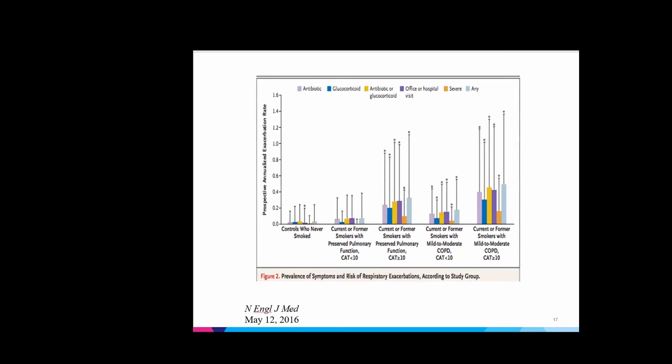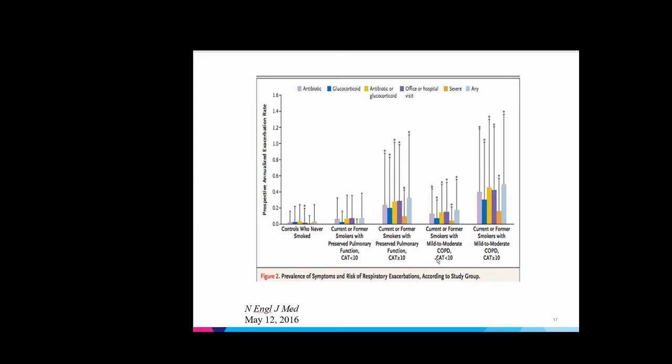So just bear with me here. If you look at the middle grouping, these are study patients who are current or former smokers. If you look at the third from the left versus the fourth from the left, so the third from the left, these are patients in the middle. They have normal spirometry, but their CAT score is elevated, so they're symptomatic. And you compare them with the group to the right. These are patients who have abnormal spirometry but minimal symptoms.